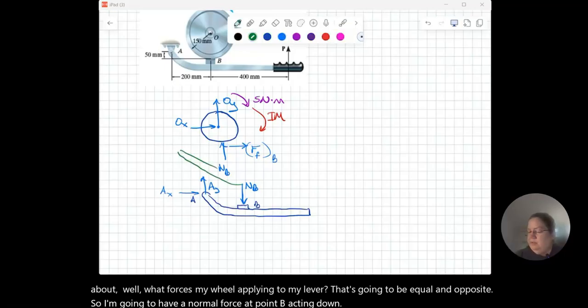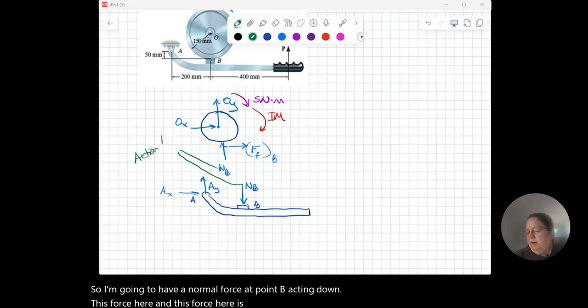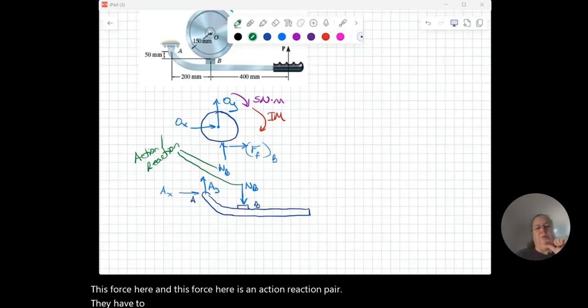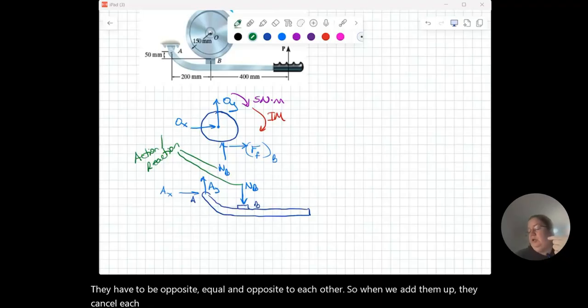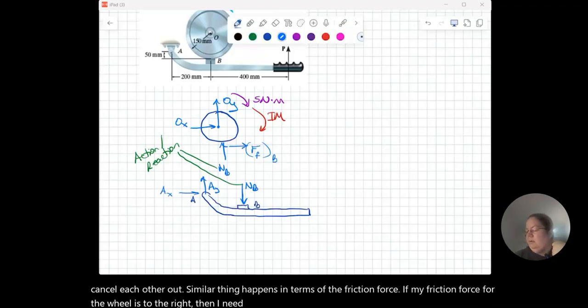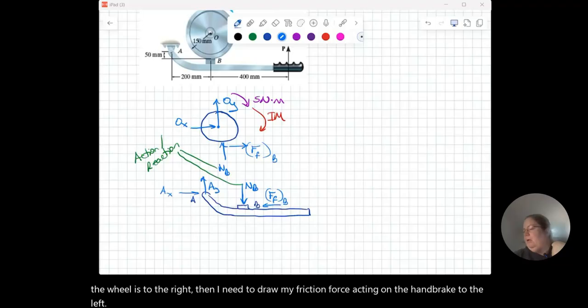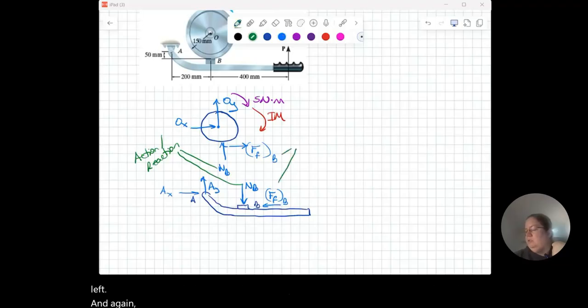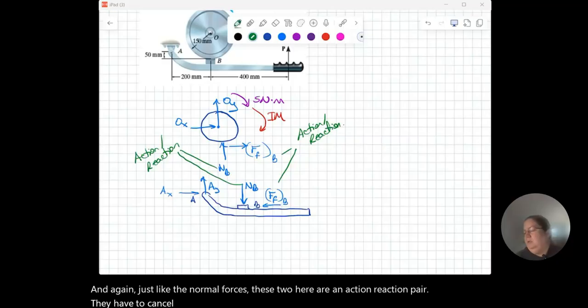This force here and this force here is an action-reaction pair. They have to be equal and opposite to each other, so when we add them up, they cancel each other out. Similar thing happens in terms of the friction force. If my friction force for the wheel is to the right, then I need to draw my friction force acting on the handbrake to the left. And again, just like the normal forces, these two here are an action-reaction pair. They have to cancel each other out.